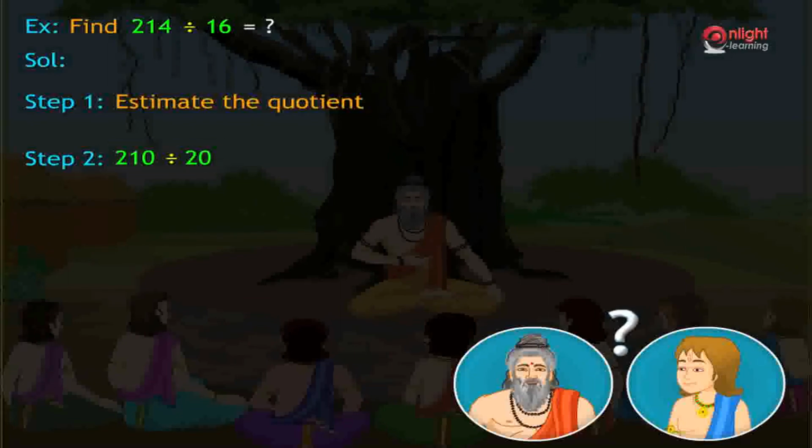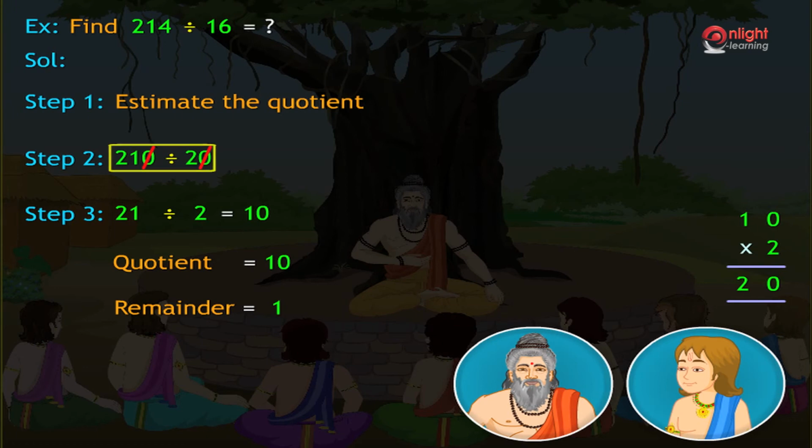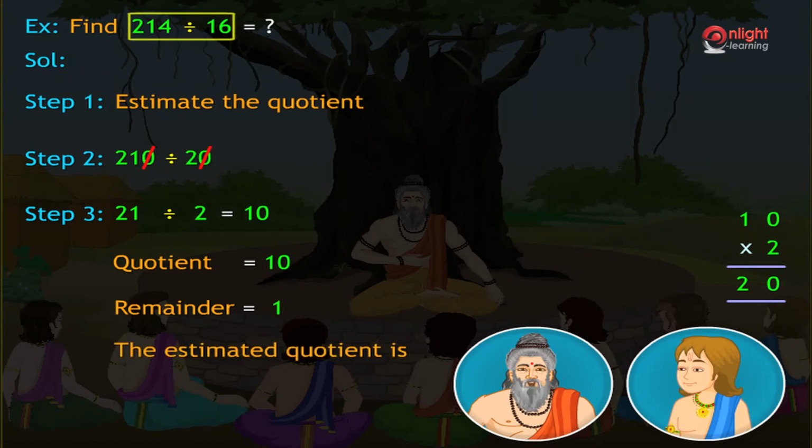What is the first step we need to do here? Both 210 and 20 have 0 in the ones place. So cancelling them, we have 21 by 2. Good. So what is the quotient when 21 is divided by 2? 10 multiplied by 2 is 20. So 10 is the quotient and remainder is 1. Good. So when 210 is divided by 20, the quotient is 10. Hence, our estimated quotient for 214 by 16 is 10.